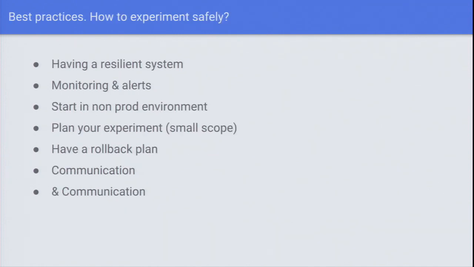So what are the best practices? You have to be confident in your distributed system first. Don't try it if you know it's going to fail. You need a good monitoring and alerting system because things are going to go bad, probably pretty fast. You want to be able to find them, be aware of it, so you can troubleshoot and fix it.